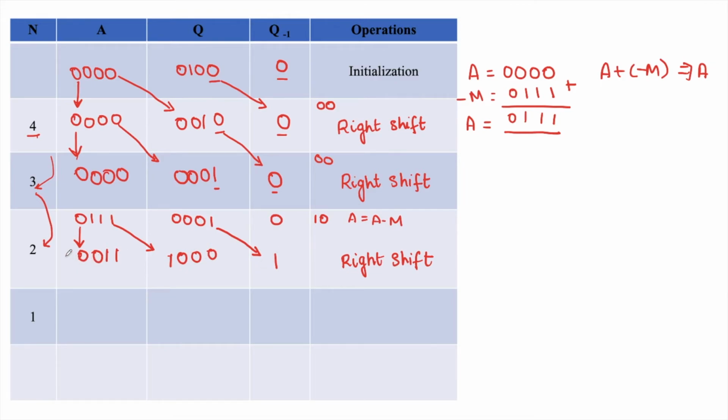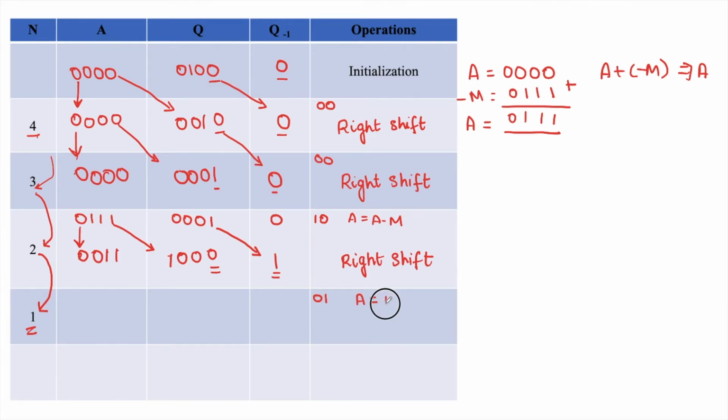It is done. Now what we have to do? Reduce n by 1. Now n is equal to 1. So it is not 0. Therefore we have to proceed with the algorithm. Check Q0 and Q minus 1. It is 0 and 1. What happens if it is 0 and 1?